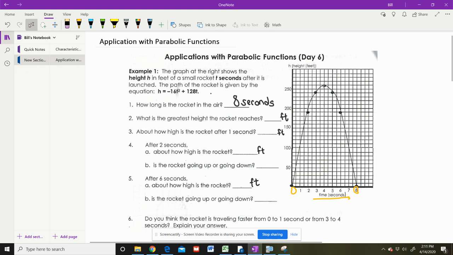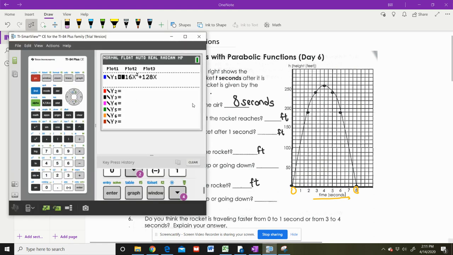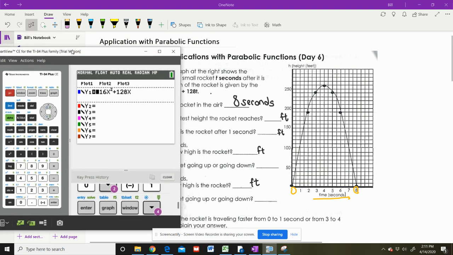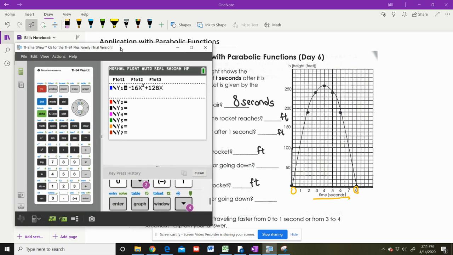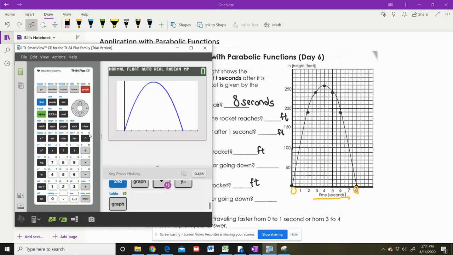So if we look up here, we could try to estimate it, but we can use our graphing calculator. So what I did was I just put in that equation, the negative 16. I used x because that's on the calculator. It only has the variable x. Negative 16x squared plus 128x. So I'm going to put that in. I'm going to hit graph. So it shows me the parabola.